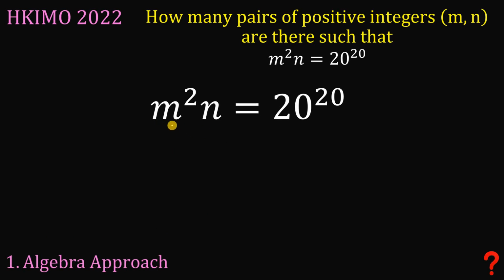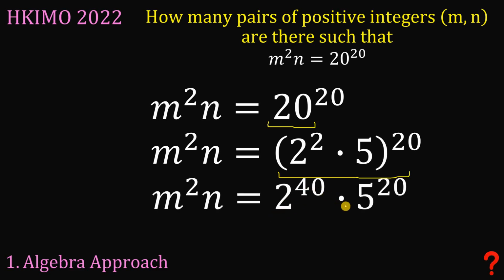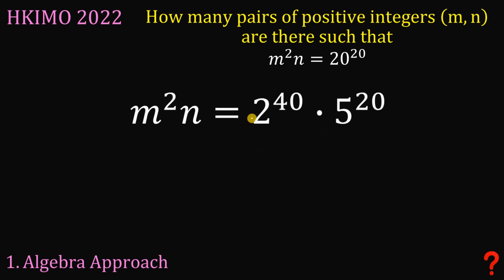Now, we have here m squared times n equals 20 raised to the power of 20. So what we're going to do here is to factor this 20. Let's get its prime factorization as 2 squared times 5. Now, using some laws of exponents, the right-hand side of our equation can be written as 2 raised to the power of 40 times 5 raised to the power of 20. Now, let's focus on this result.